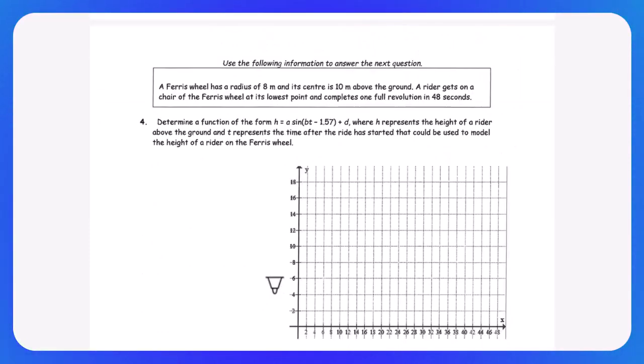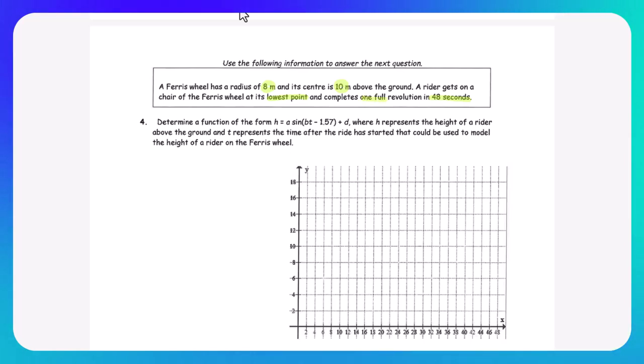And another Ferris wheel question. You're getting the idea. We like Ferris wheels. So a Ferris wheel has a radius of 8 meters and its center is 10 meters above the ground. A rider gets on the chair of the Ferris wheel at the lowest point and completes one full revolution in 48 seconds.